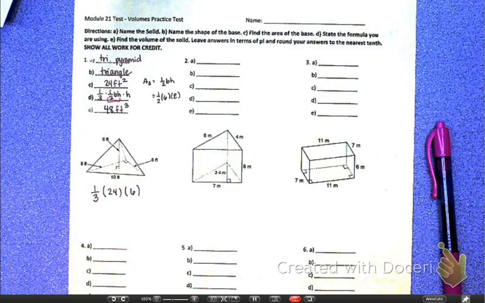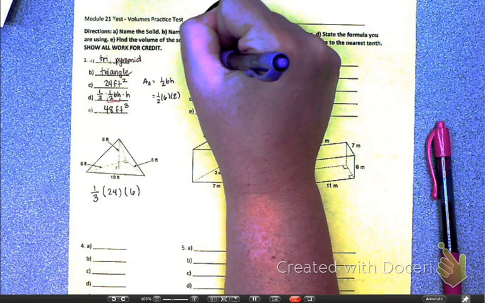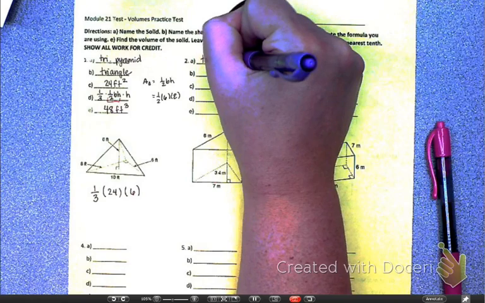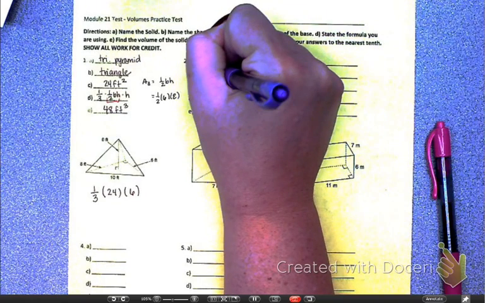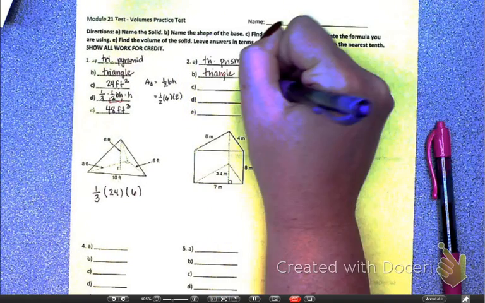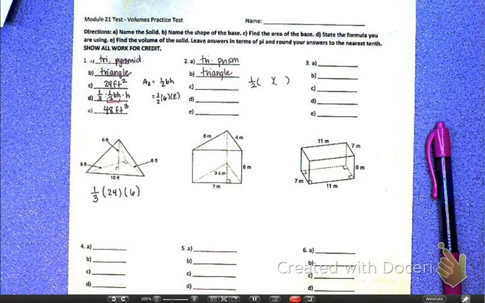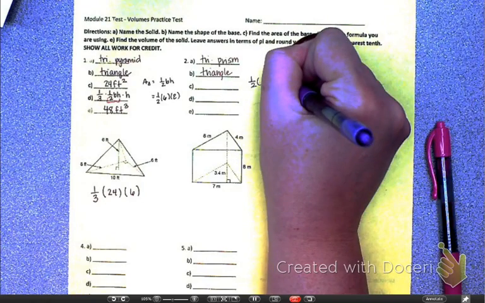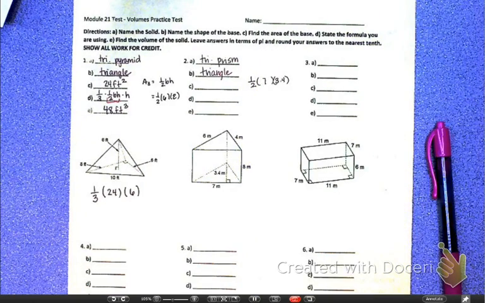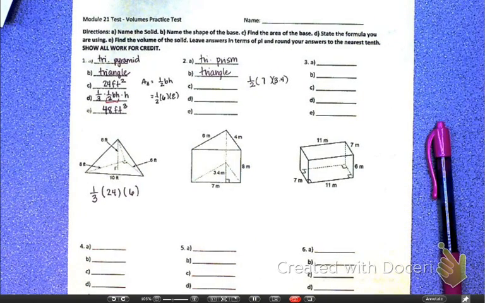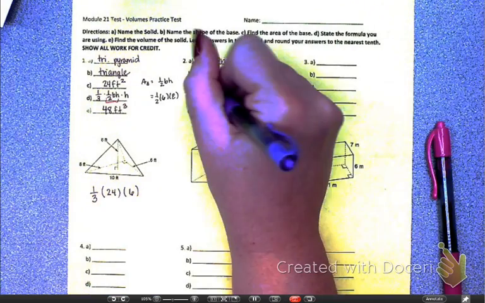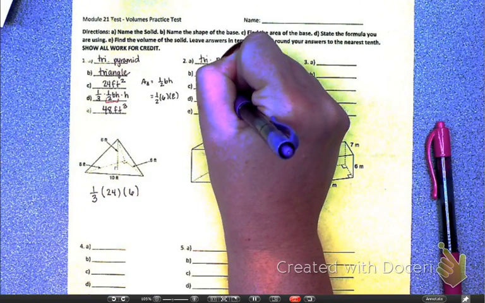Number 2 is a triangular prism. The base is a triangle. This one was tricky. What is the base and the height of this triangle? 7 and 3.4, because 7 and 3.4 create your 90-degree angle. When I plug all that in, I get 11.9 meters squared.